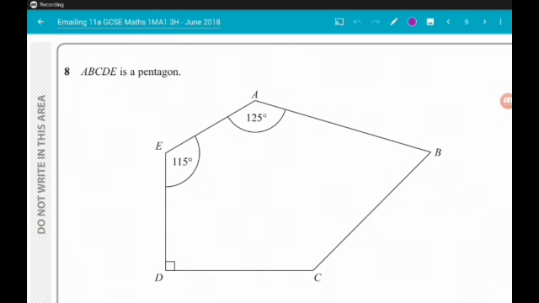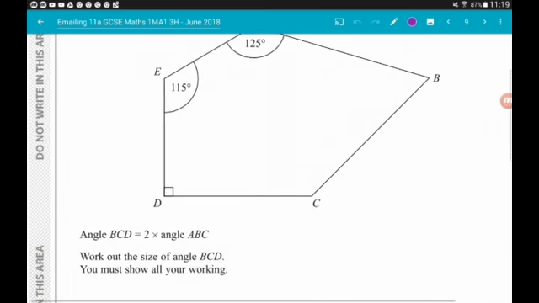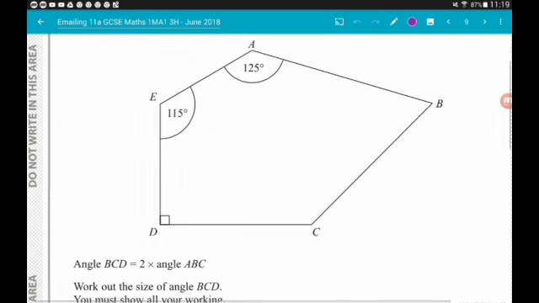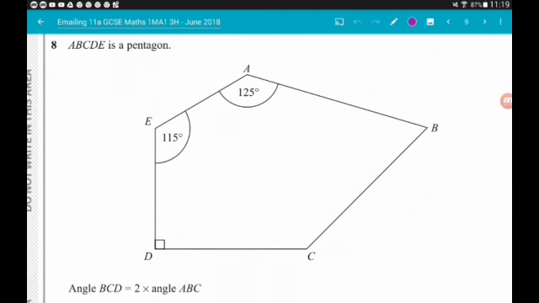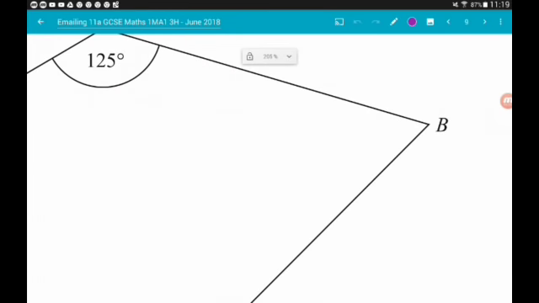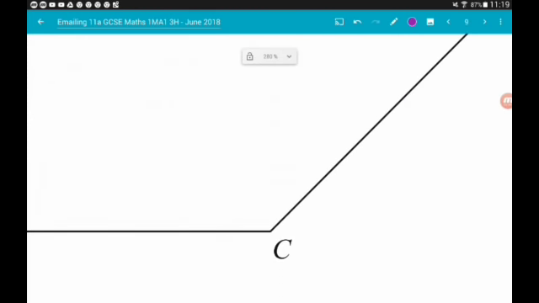So we got this pentagon. We know 3 of the angles, 90 degrees, 115 and 125. We're told the angle BCD, so this bottom right one, is 2 times angle ABC, which is the top right one. We want to work out the size of angle BCD. So, I'm going to call angle ABC x. And then we know BCD is twice as big, so twice as big as x is 2x.